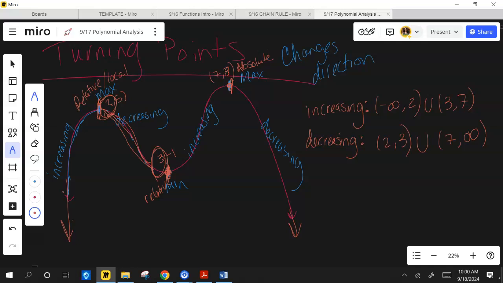Okay, we'll keep practicing with that, but I wanted to point that out. So now let's look at your notes. If the turning point is higher than any nearby point, any nearby, it's a relative maximum.